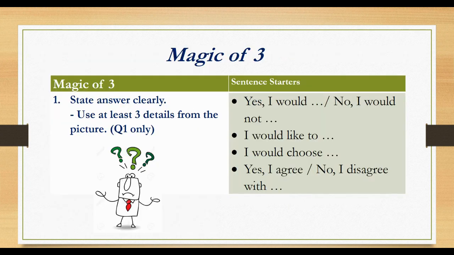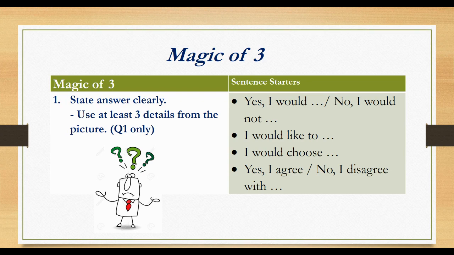Okay, so we're going to use magic of three. Now, magic of three, as the number suggests, you just need to talk about three points. So, number one, when you're asked a question, state your answer clearly. Use at least three details from the given picture or poster or banner or flyer or whatever.